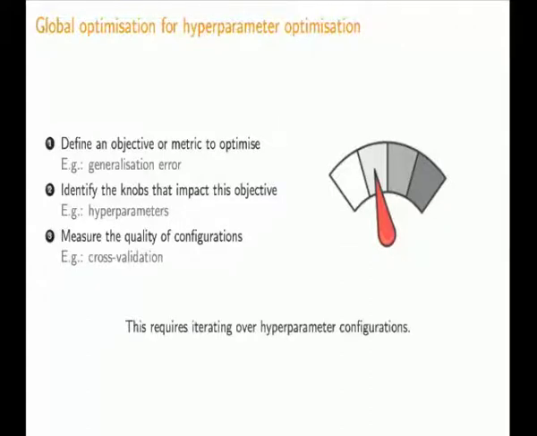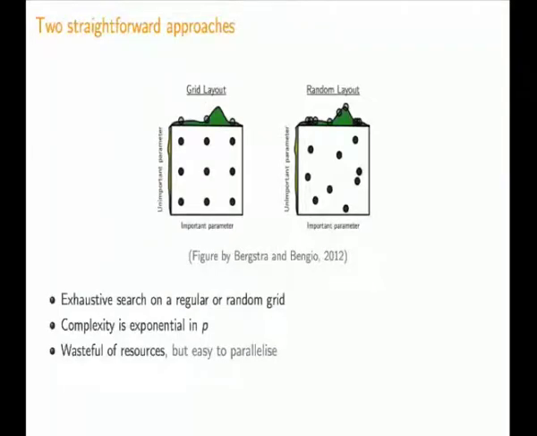Now, this requires iterating over all the configurations, and there are very standard, relatively straightforward ways to approach that problem. The first way is just to have a grid of values, right?